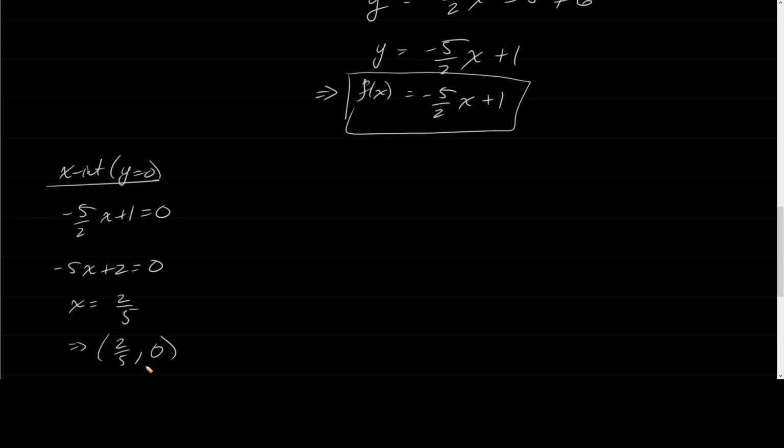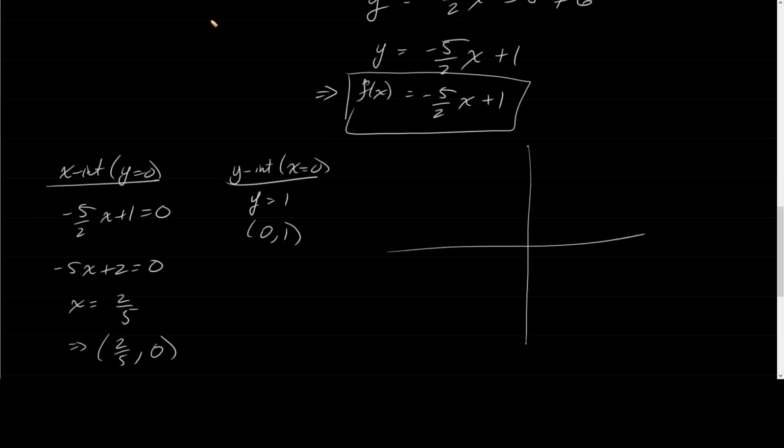So now we've got a whole bunch of information, right? Because we already know what the y-intercept is. It's our b value, so that's y is equal to 1. So we have the point 0, 1. All right, so at this point, we can go ahead and sketch this. And it's going to look something like this. It's a negative slope with a positive y-intercept and a positive x-intercept. So it looks like that.